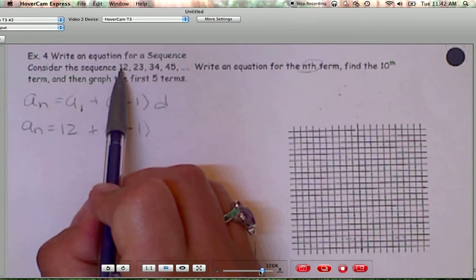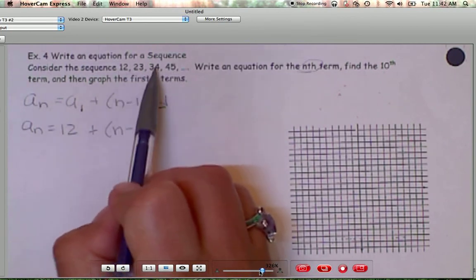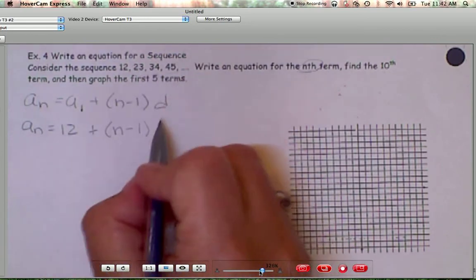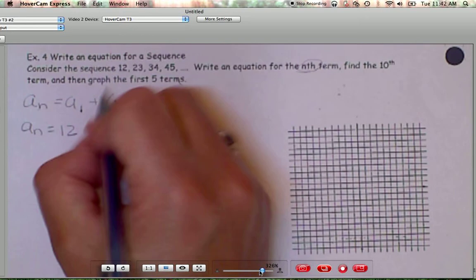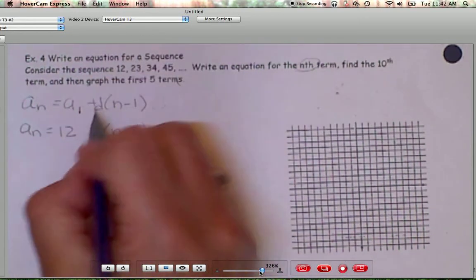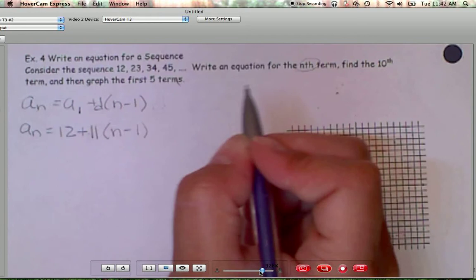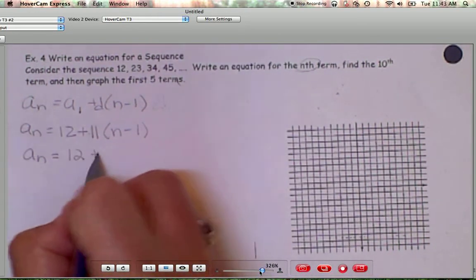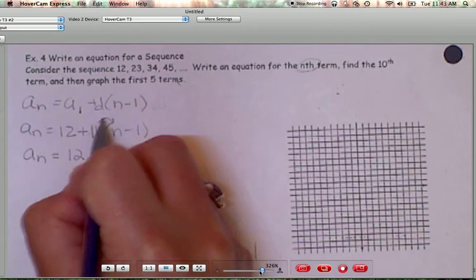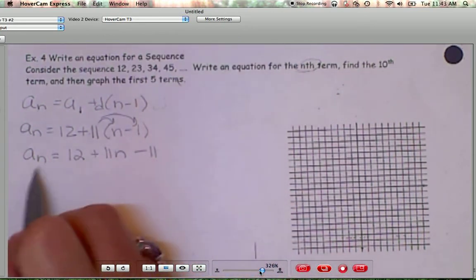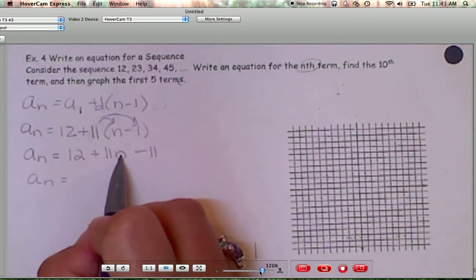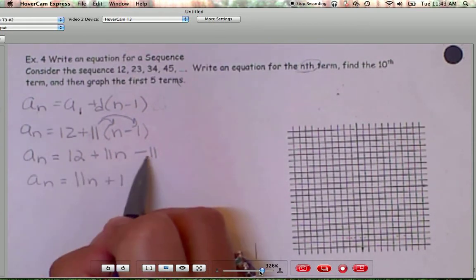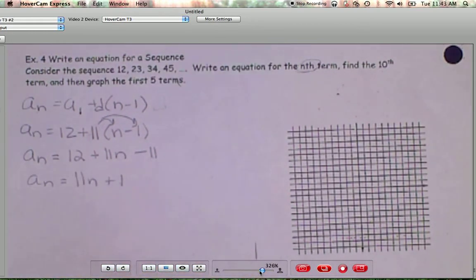So what do we do from 12 to 23, from 23 to 34? Okay, we are adding 11 each time. So the common difference, which we're going to put up here, is 11. Okay, so we want to simplify this equation. a sub n equals 12 plus 11n minus 11. a sub n equals, combine like terms, 11n plus 1. 12 minus 11 is 1. And here's our equation.